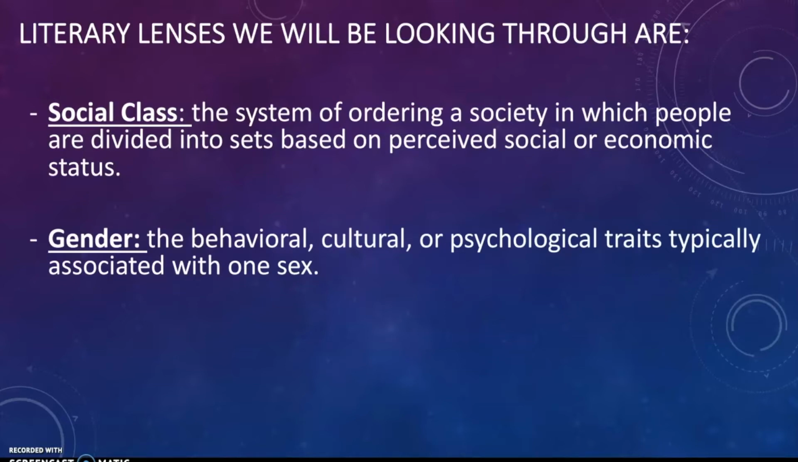The second lens is gender. This is behavioral, cultural, or psychological traits typically associated with one sex. Again, gender is a construct, meaning it can range from society to society, but when we look at a text, we can highlight what that author refers to regarding gender or sex.